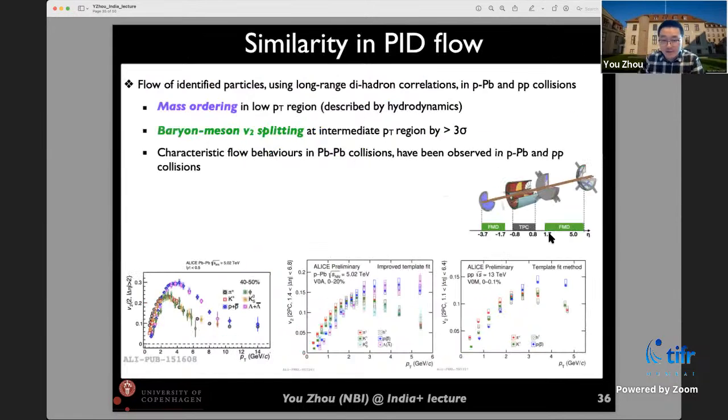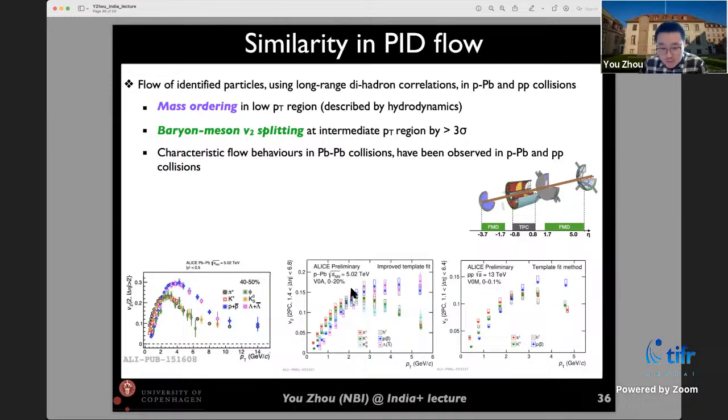And we can take another example. This is the flow of identified particles. And I want to remind you, in heavy ion collisions, we see this mass dependence at low pT, and we see the baryon-meson grouping effect at intermediate pT, which basically shows you the QGP effects.